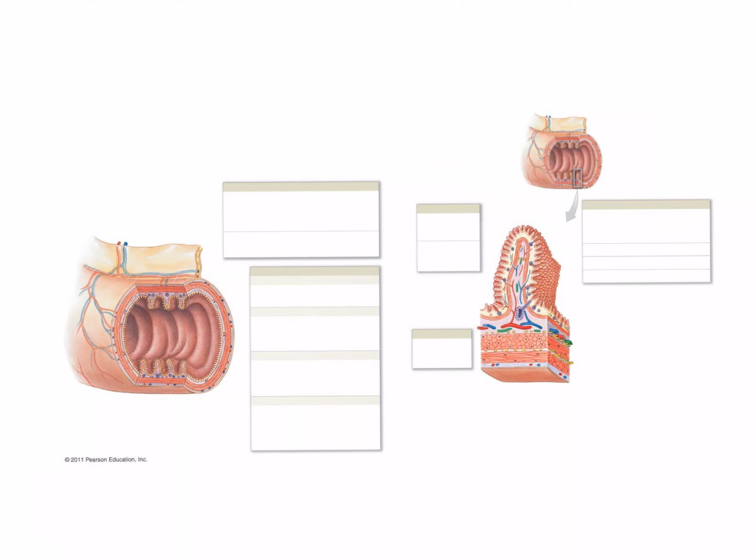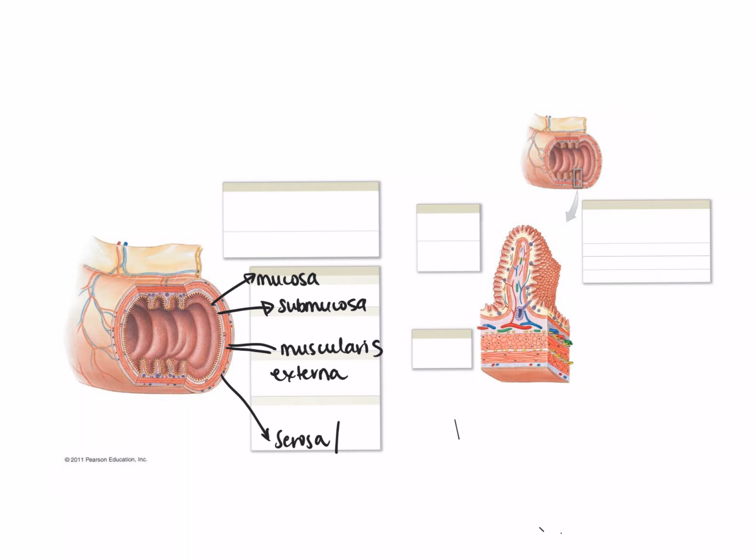So initially looking at the image on the left, we're starting from the lumen outwards. So we've got the mucosa. Just underneath the mucosa, we've got the submucosa. Following on from that, and here you can see the two different layers, we've got the muscle layer, or the muscularis externa. And then the most outer layer of the tract, we've got the serosa, and in some parts of the GIT, it's also termed adventitia.